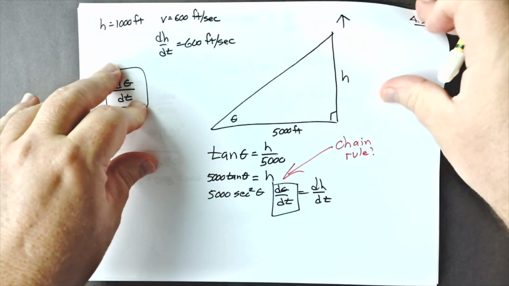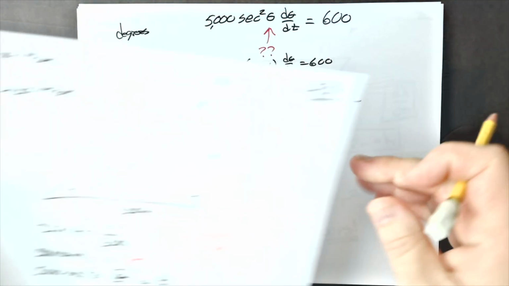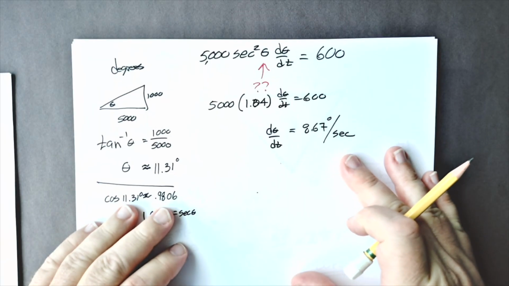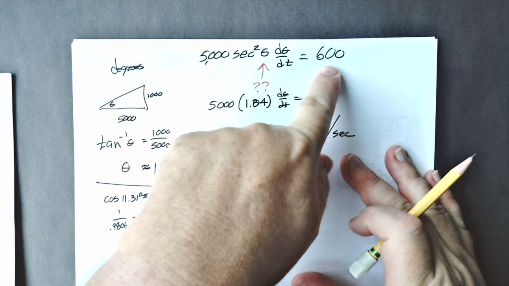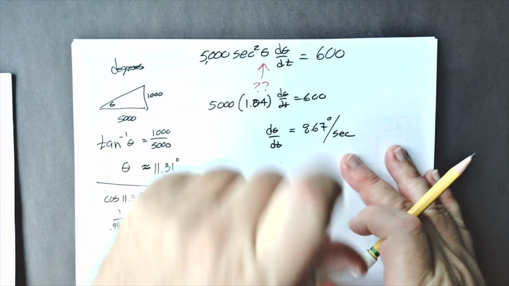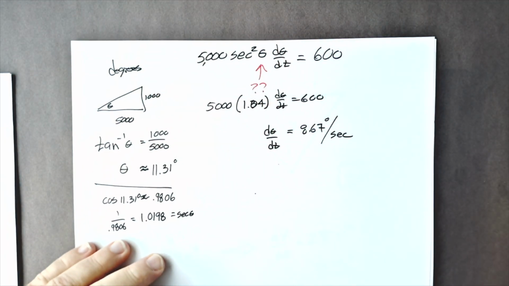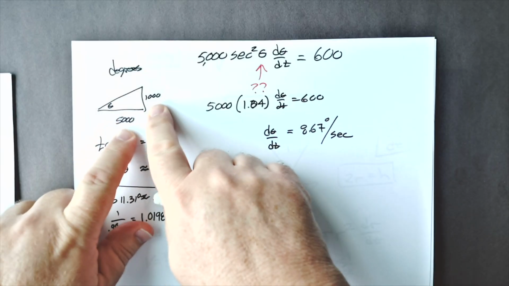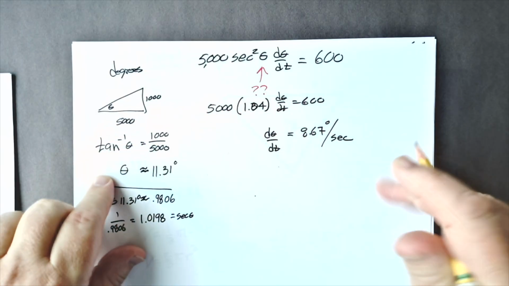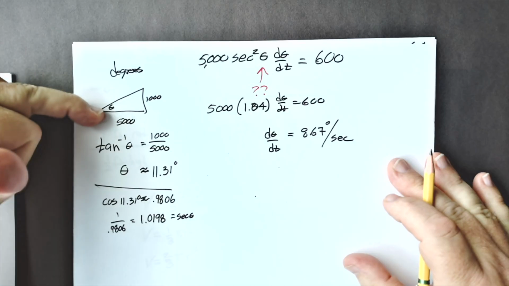It's 600. So let's see where we are here. We have the 5,000. That's our target. That's what we want. We have the 600. We don't know what the angle is. What is the angle at that moment? Well, many different ways to skin this cat, but let's look over here. So at that moment, we said it's 1,000 feet in the air. So then we want to know what is that angle.